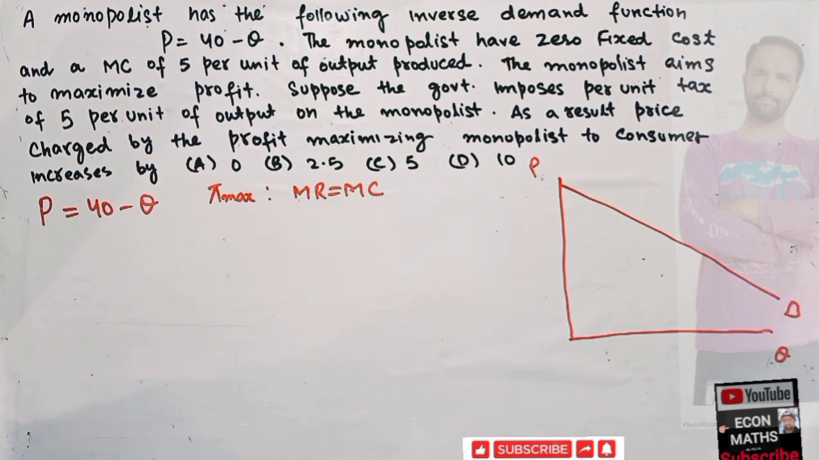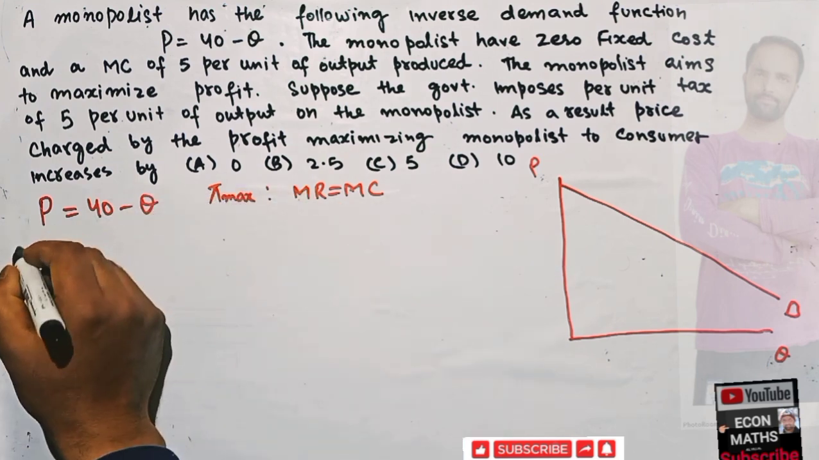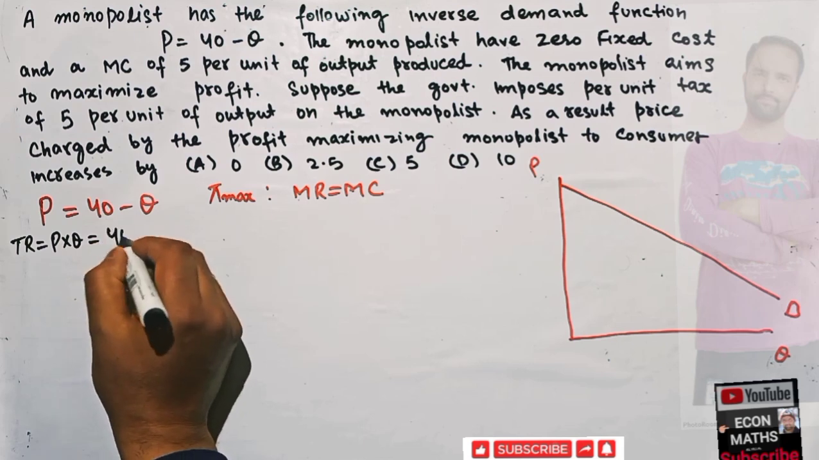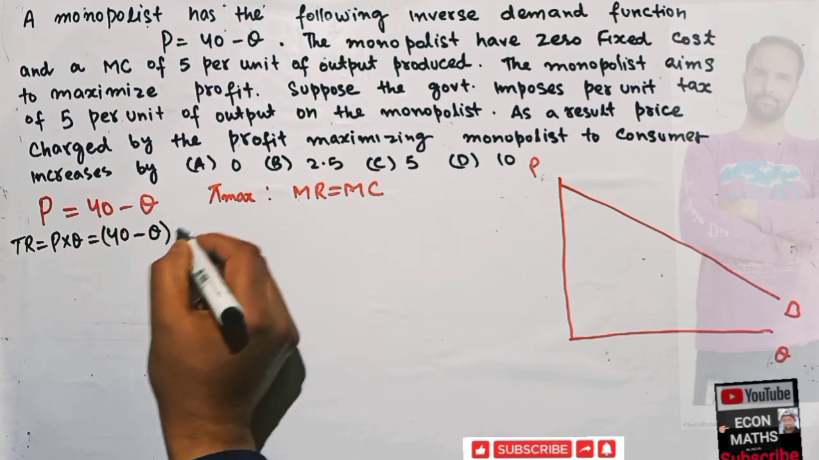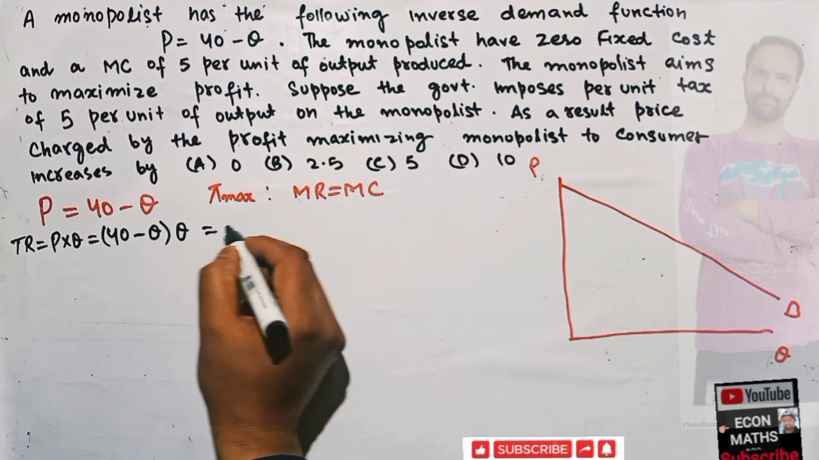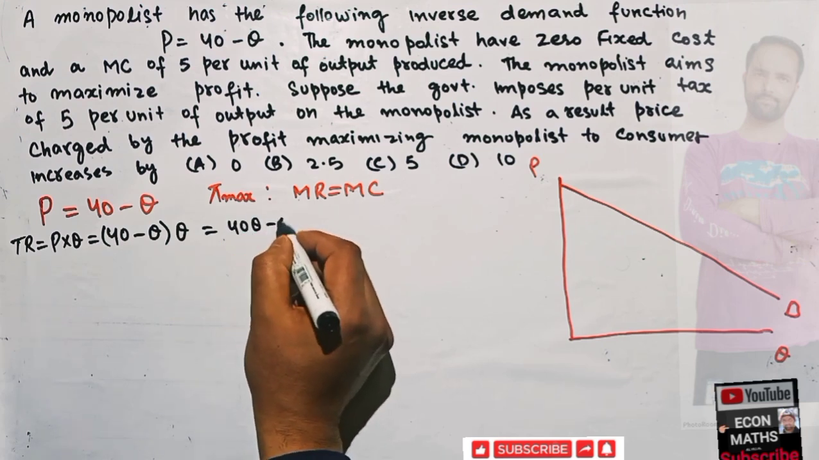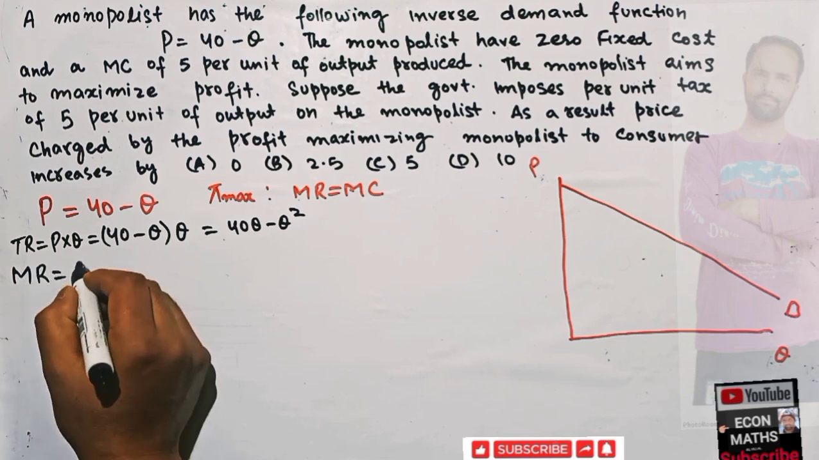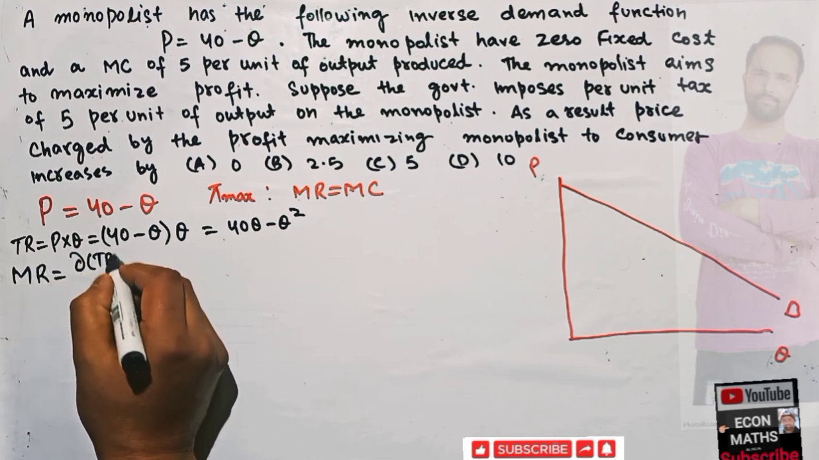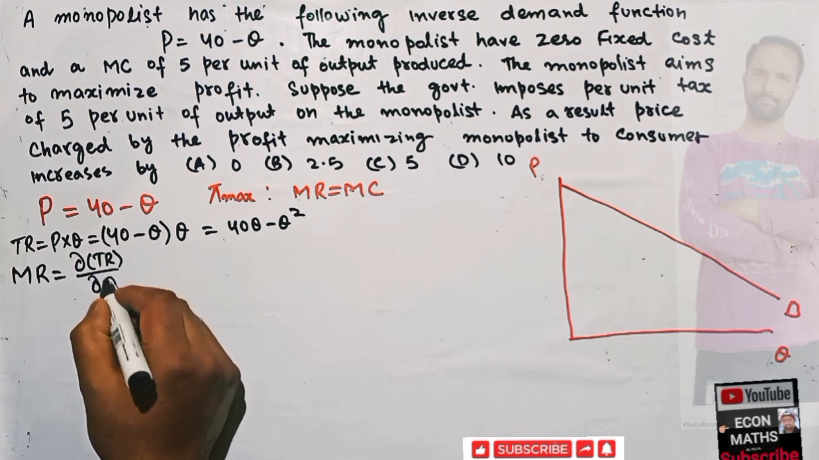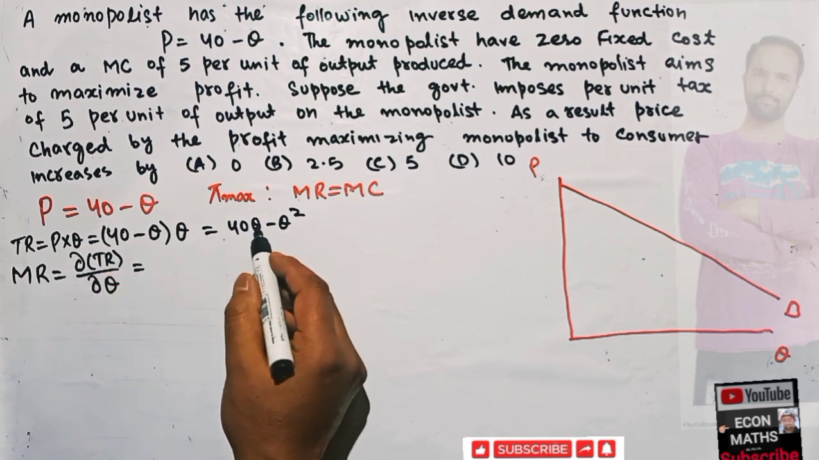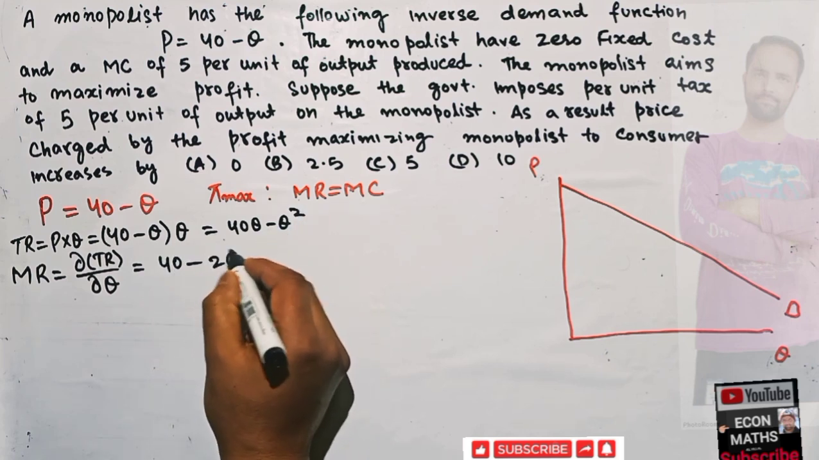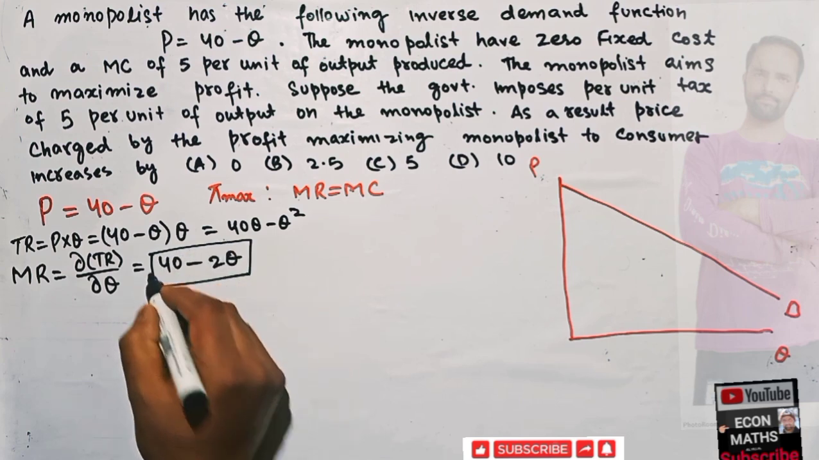Now first we need to find out the total revenue. Total revenue is simply price into quantity, P into Q, which means 40 minus Q. This is our P. To this we multiply Q. This comes out to be 40Q minus Q square. Now we find the marginal revenue. Simply the derivative of the total revenue function with respect to quantity gives us the marginal revenue. Derivative of 40Q is 40, minus the derivative of Q square is 2Q. This is our marginal revenue.